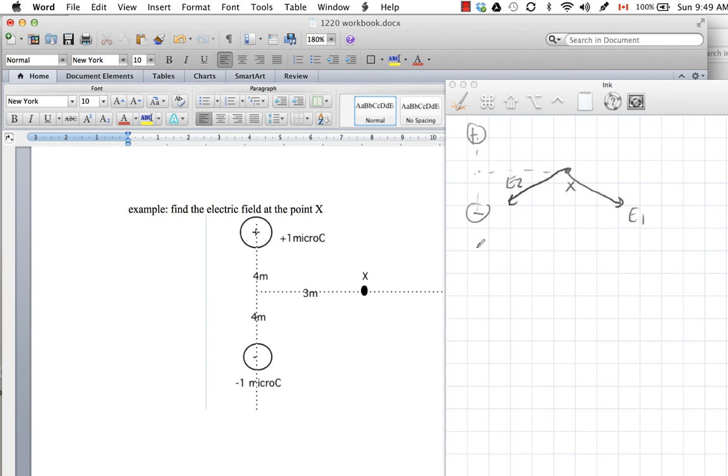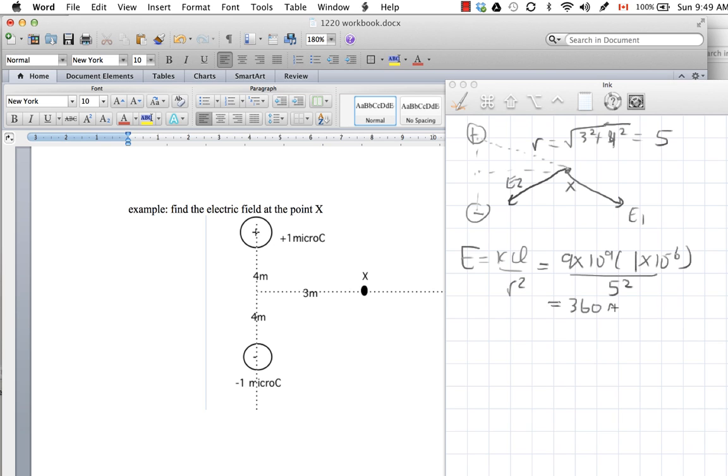Because of that, in order to calculate it, we're going to have to do kq over r squared. For r, we've got to get the distance from the charge to the field point. Well, this is a 3-4-5 triangle, so r is actually going to be 5. So we've got 9 times 10 to the 9, 1 microcoulomb, and we're dividing by 5 squared. That works out to be 360 newtons per coulomb for both of them. Now, this is E1, E2 will be the same magnitude.